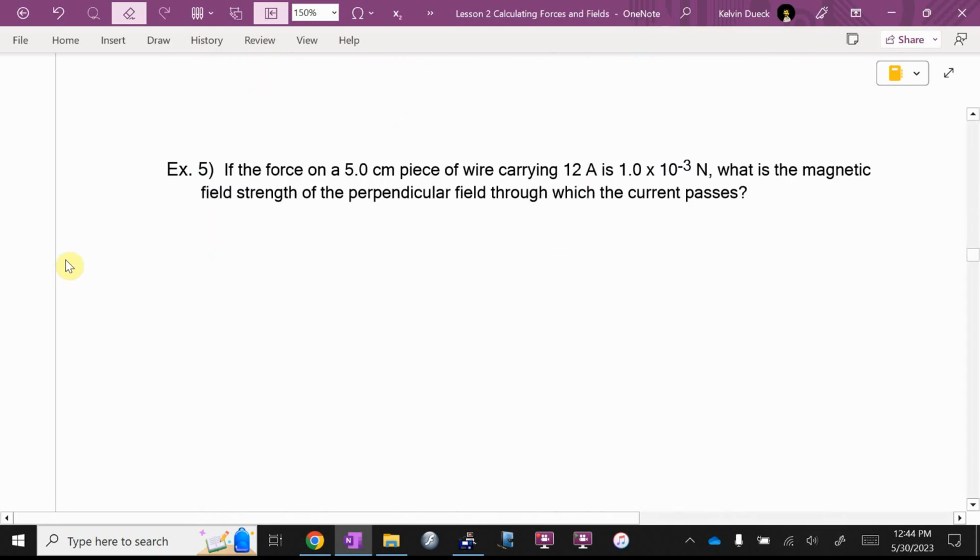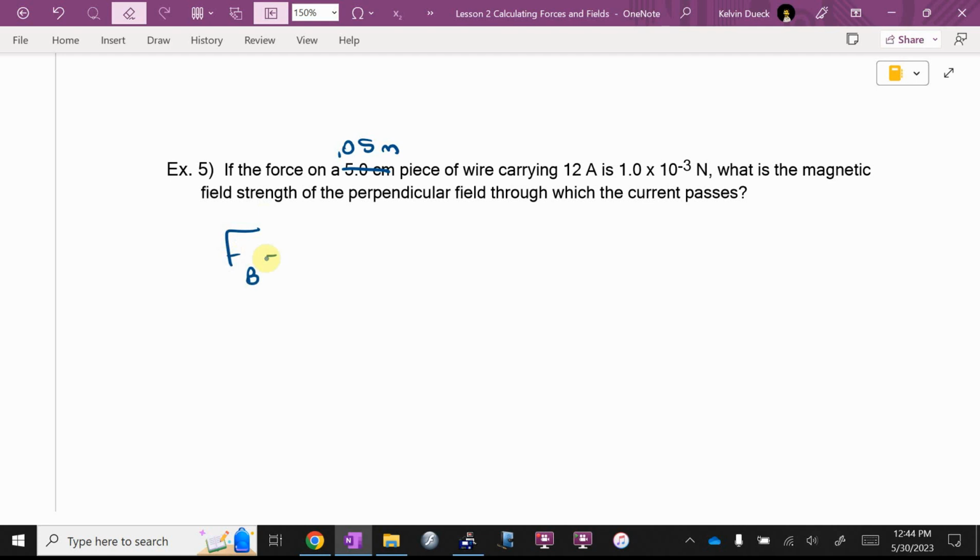Example 5. If the force on a 5 centimeter, 0.05 meters, piece of wire carrying 12 amps is that, what's the magnetic field strength? What's this wanting me to get by itself? What does it want me to find? Just read the question, you'll figure it out. What letter are we using as our abbreviation for magnetic field strength, folks? B. Okay, I see a wire, I see a current, I see a force.